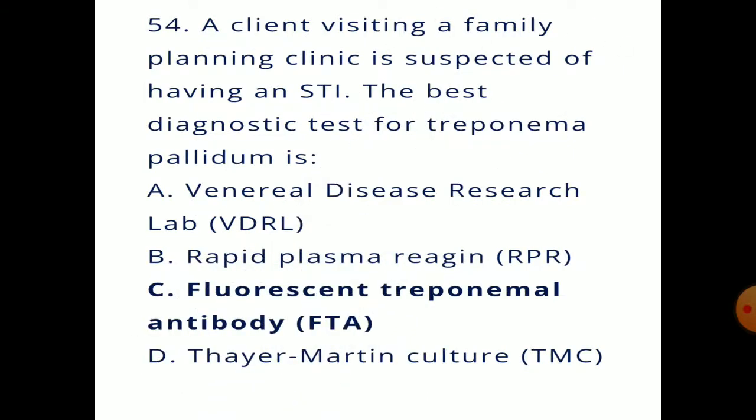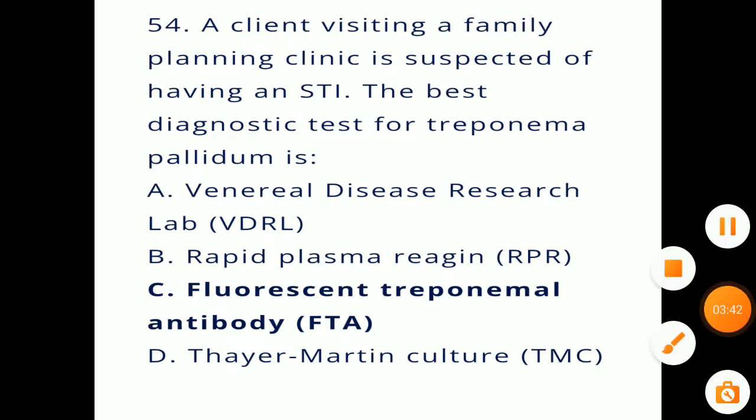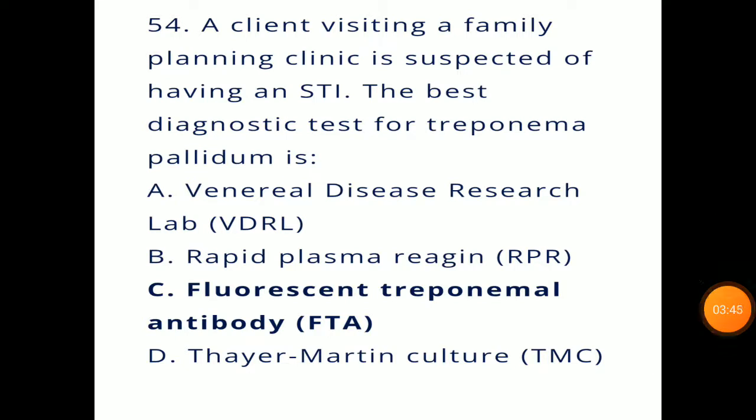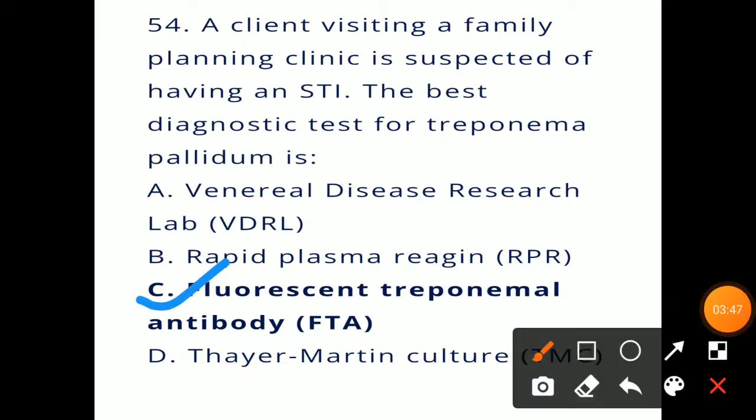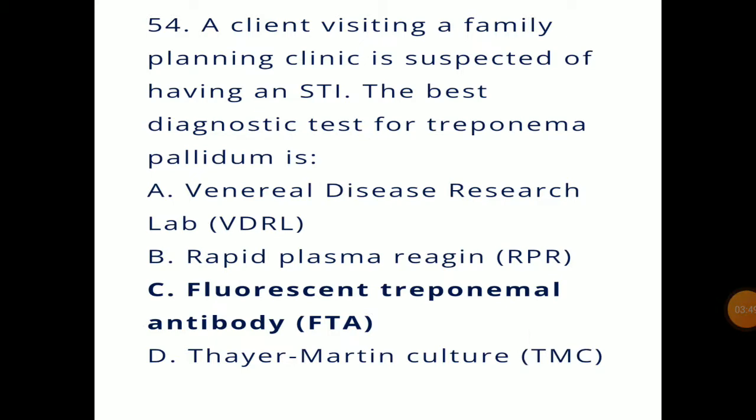Question number 54. A client visiting a family planning clinic is suspected of having an STI. The best diagnostic test for Treponema pallidum is: options are Venereal Disease Research Lab, Rapid Plasma Reagin, Fluorescent Treponemal Antibody, Thayer-Martin culture. Correct answer option C, Fluorescent Treponemal Antibody.